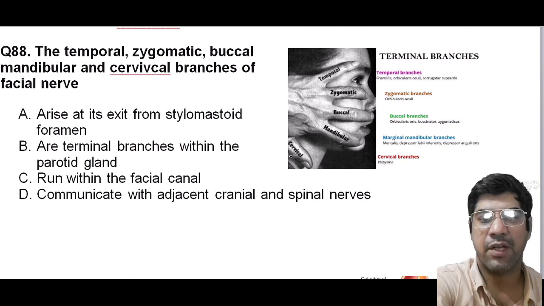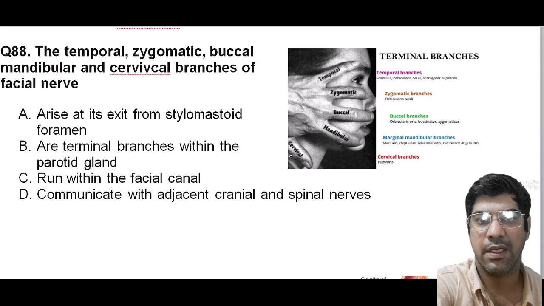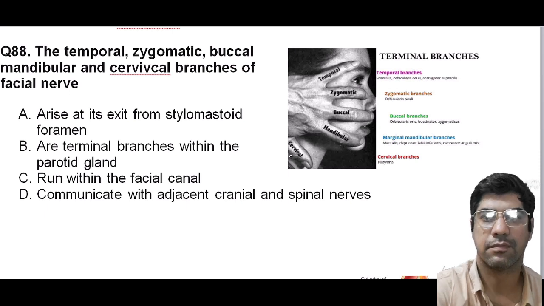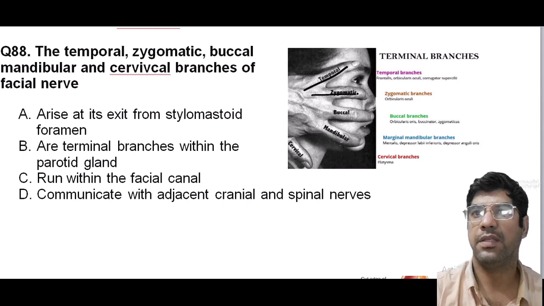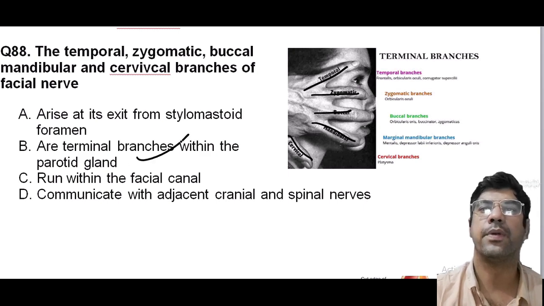The temporal, zygomatic, buccal, mandibular and cervical branches of the facial nerve. So they are the terminal branches within the parotid gland. So temporal, zygomatic, buccal, mandibular, cervical, they are the terminal branches within the parotid gland.